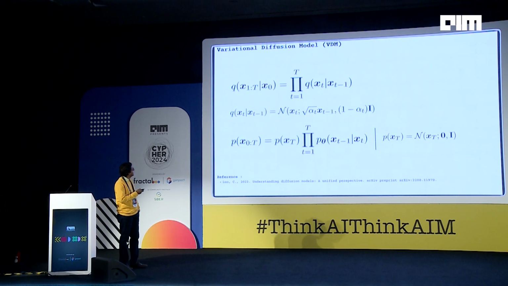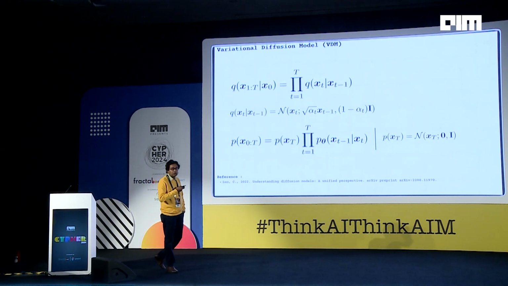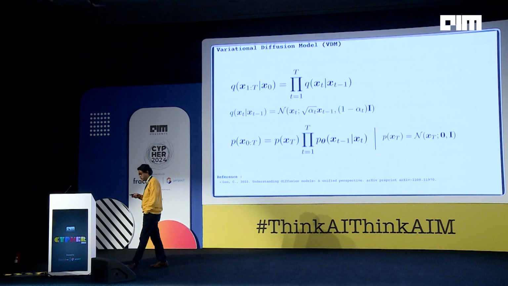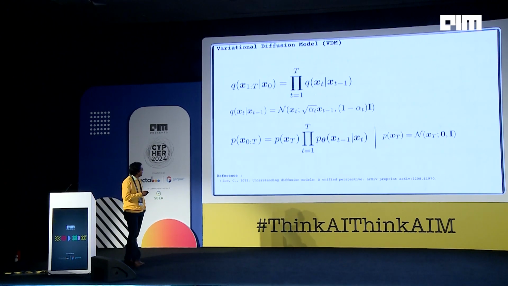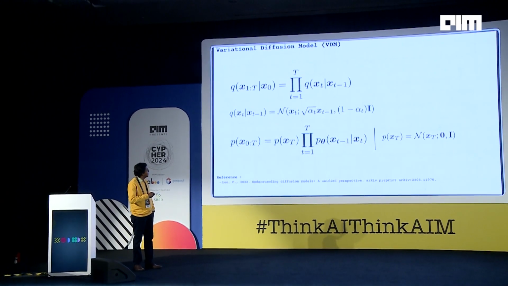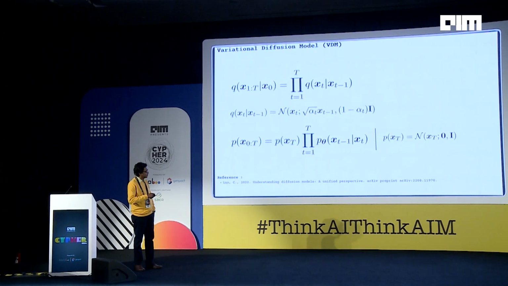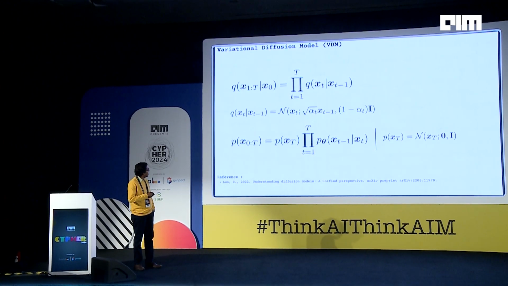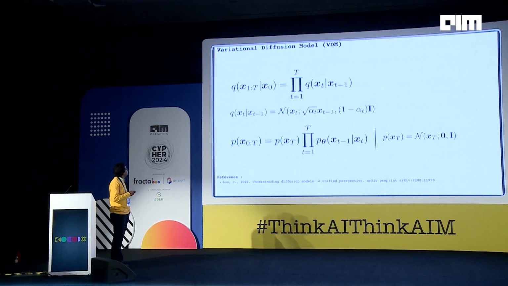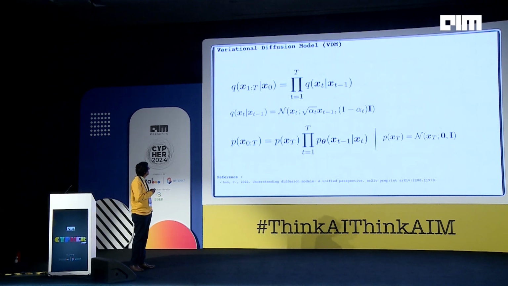So root over alpha t times xt minus 1, and 1 minus alpha t times I. I is basically the variance-covariance matrix, where all the diagonal elements are 1 and the cross-diagonal elements are 0. Now, if alpha is high, that means less noise, less variance, and it is almost similar to xt minus 1, the mean of that, right? So very little noise. If alpha is low, that means more noise. So the mean is slightly off, but the variance is high, that means more noise, okay?